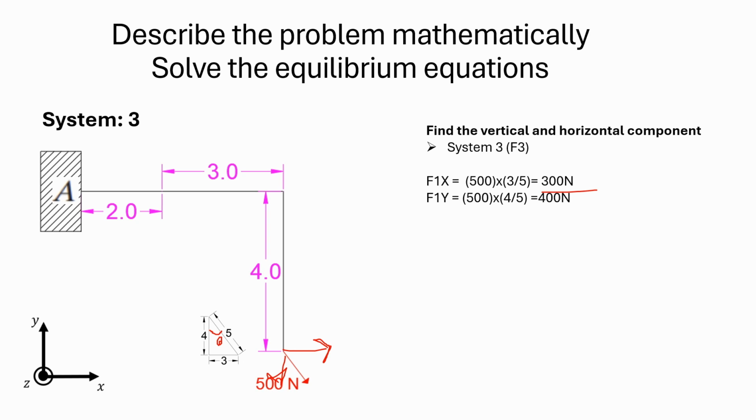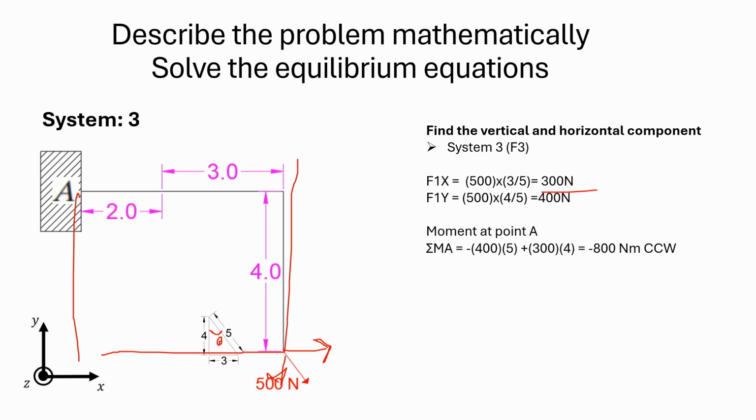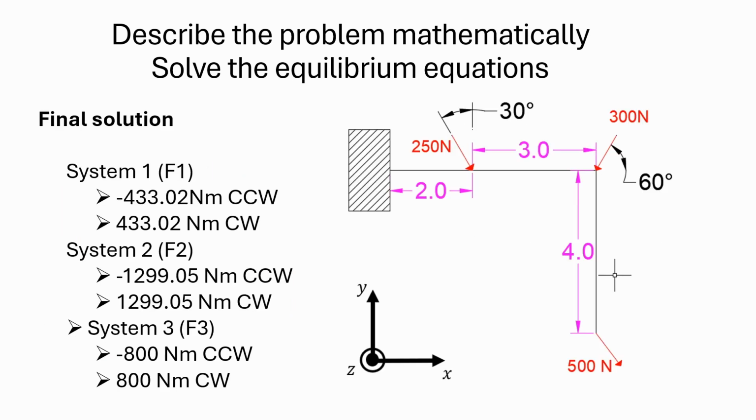In this case, both of these have their own lines of action that don't cross point A. And so when writing the moment equation at point A, we'll have to consider both. The downward force is 5 meters away in the clockwise direction, giving us negative 400 times 5. And our 300 Newton force is causing a counterclockwise rotation, which is positive, which is 300 times 4, giving us a resultant of negative 800 Newton meters counterclockwise. And that's it. We managed to find all the forces that we needed.